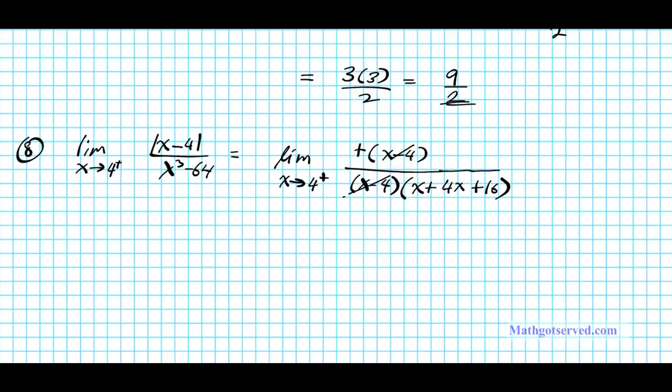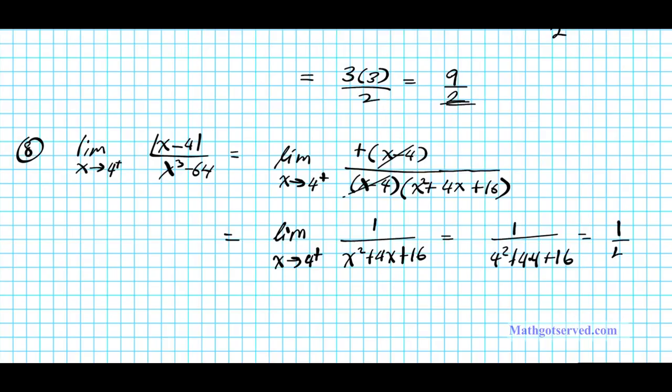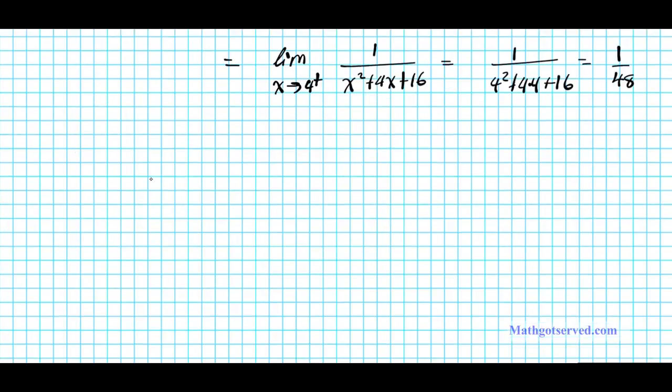Okay, these two cancel out. Then we're just simply looking for the limit as x approaches 4 from the right of 1 divided by x squared plus 4x plus 16. And then we just simply plug in 4 into the x's. So we are going to have 1 over 4 squared plus 4 times 4 plus 16. That's 16 times 3, so 1 over 48. That's your final answer.